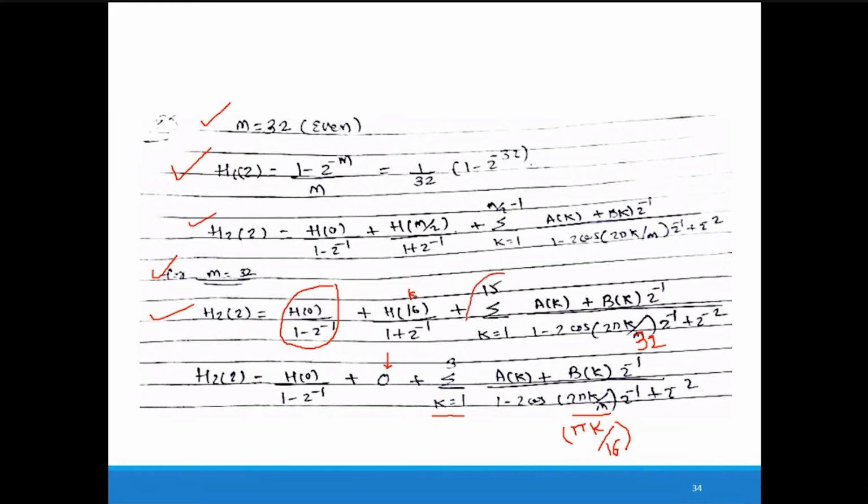Out of this 1 to 15, as we have discussed, we have values only at 0, 1, 2 and 3. So 0 is already applied over here, and for k equal to 1 to 3, these are the values which are non-zero. So in this summation term, we modified from all values to the non-zero values, and now you are getting the equation ak plus bk z inverse divided by 1 minus 2 cos pi k by 16 z inverse plus z raised to minus 2. Now we apply the value of k and find out the value of the equation.